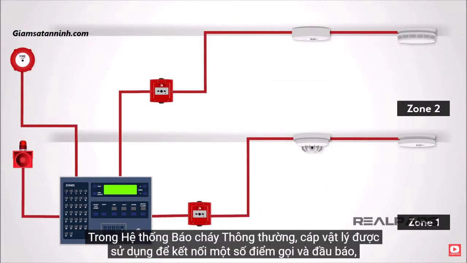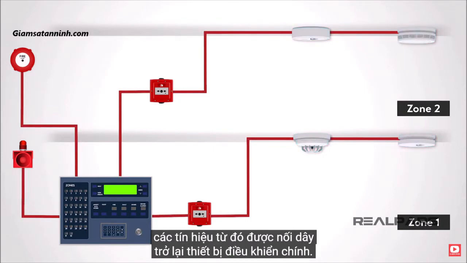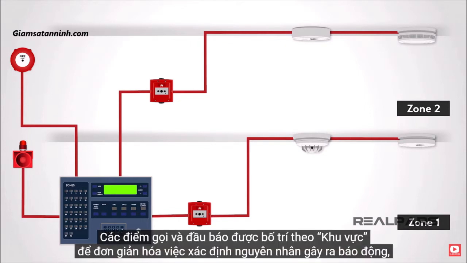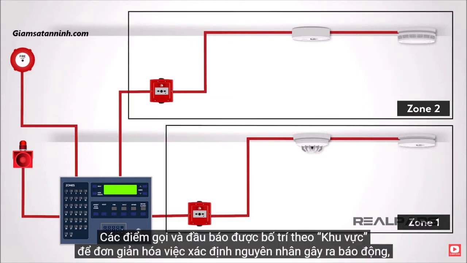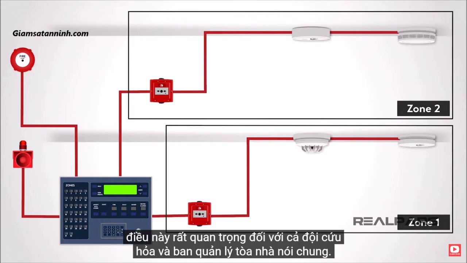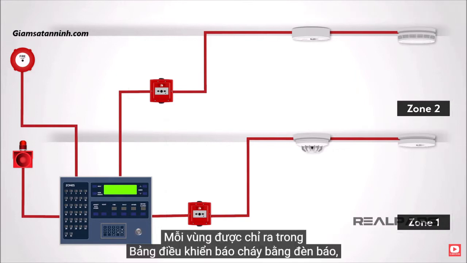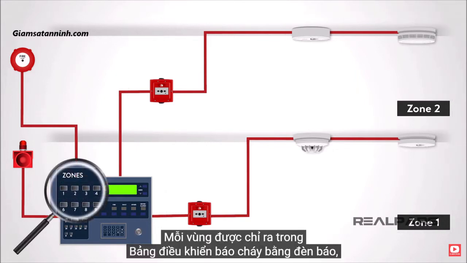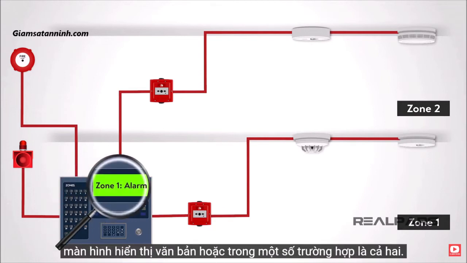In a conventional fire alarm system, physical cabling is used to interconnect several call points and detectors, the signals from which are wired back to the main control unit. Call points and detectors are arranged in zones to simplify locating the cause of the alarm. This is important for both the fire brigade and general building management. Each zone is indicated at the fire alarm control panel, either with an indicator lamp, a text display, or in some cases both.